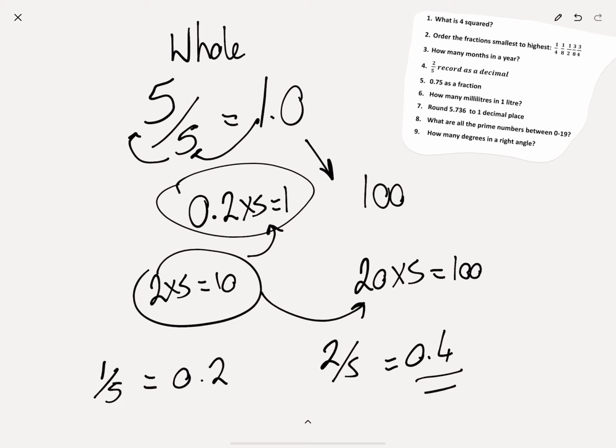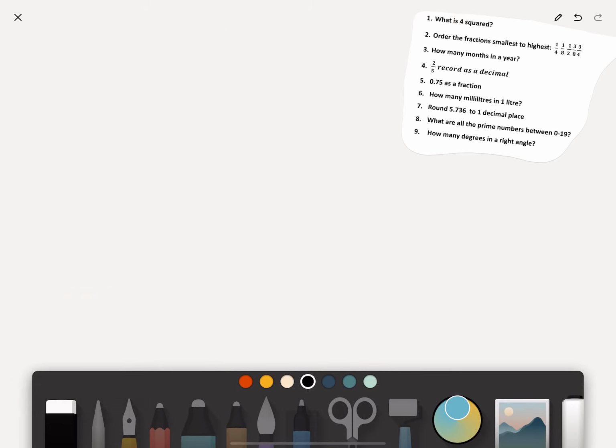So there's your answer. Okay, and then if you count up, you've got 1/5 is 0.2, 2/5 is 0.4, 3/5 is 0.6, 4/5 is 0.8, and 5/5 is 1. So it does work. Okay, so 0.4 is your answer for that one.